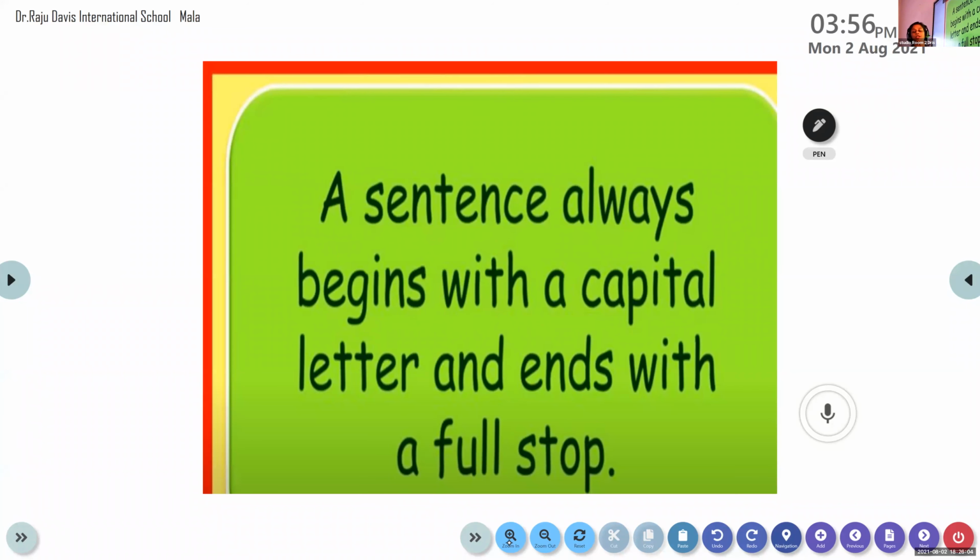Now we know what is a sentence. While writing a sentence, we have to follow certain rules. Well, the first rule we need to follow is to begin with a capital letter. A sentence always begins with a capital letter and ends with a full stop. Is that clear? It is very easy. We have already learned it in grade 1, so we know it.